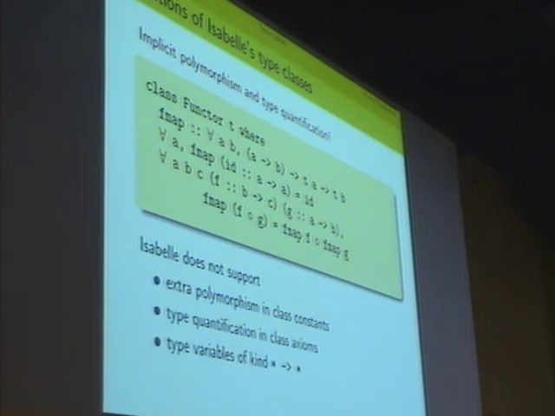And so Isabelle's type system doesn't support any of this. In an Isabelle type class definition, you can't have any extra polymorphism in your class constants. So the only type variable you can mention in the type of a constant is the class parameter. Also, in class axioms, you can't state type quantification. Type quantification is not expressible in Isabelle's logic. And actually, in Isabelle you can't even express type variables of higher kinds. So in Isabelle, all type constructors have to be fully applied, and type variables can only stand for types.